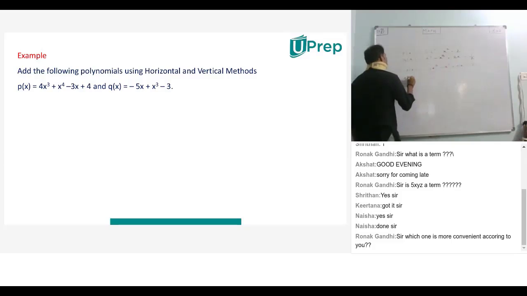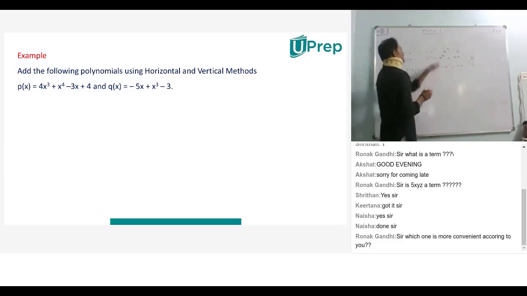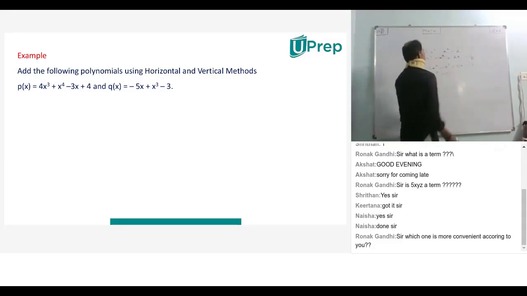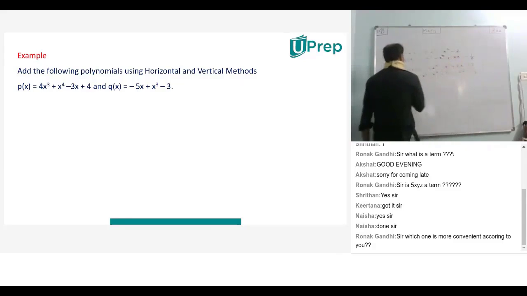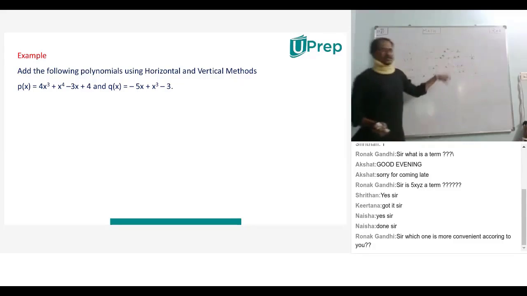Q of x starts with degree 4. So x power 4, x cube, minus x cube. The x square term does not exist, so put 0. The x term, plus 2x. The constant, minus half. Did you understand this?